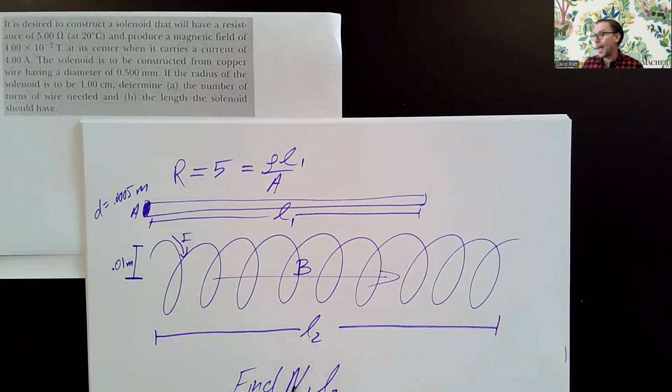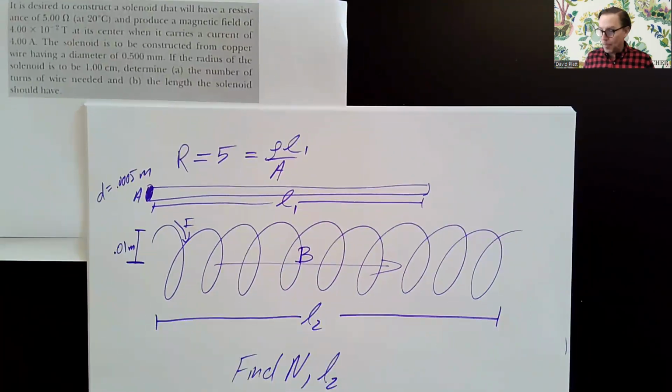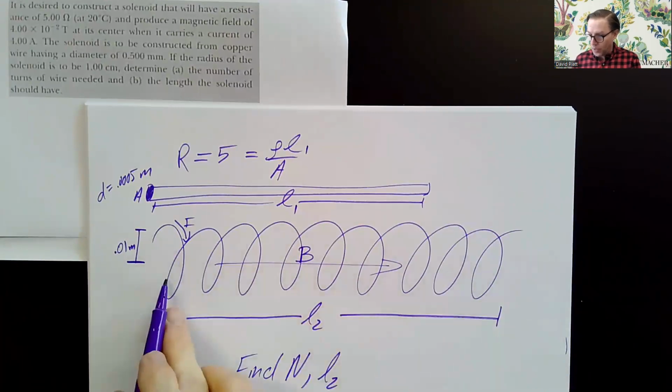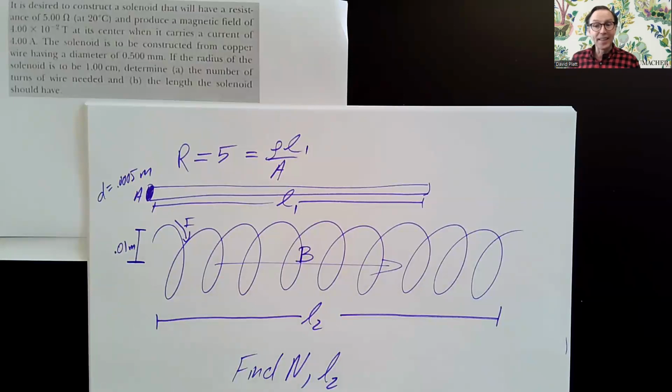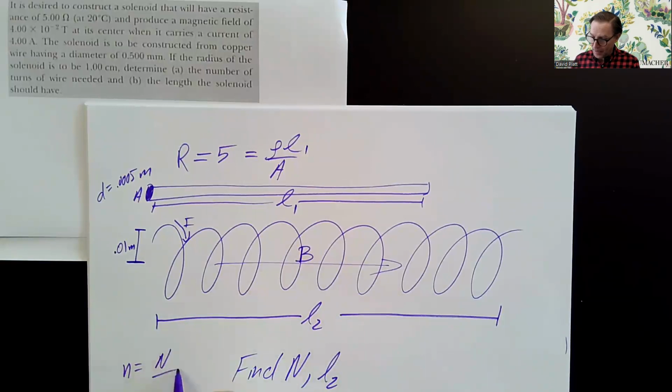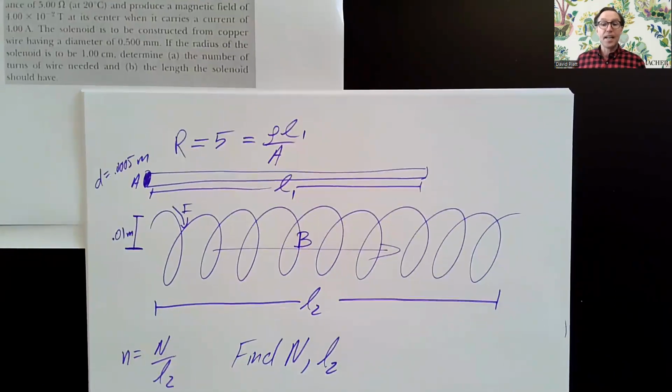Notice that I used a capital N here, and we distinguished in the last video between capital N and lowercase n. Capital N is the number of turns. In this picture, it's 1, 2, 3, 4, 5, 6, 7, 8, 9. That's just the way I drew it. And little n is N over L. Little n equals big N over L2. Little n is the number of turns per unit length. And if little n is a big number, it means it's wound really tight. And if little n is a small number, it means it goes, turn, turn, and it's not wound very tight.